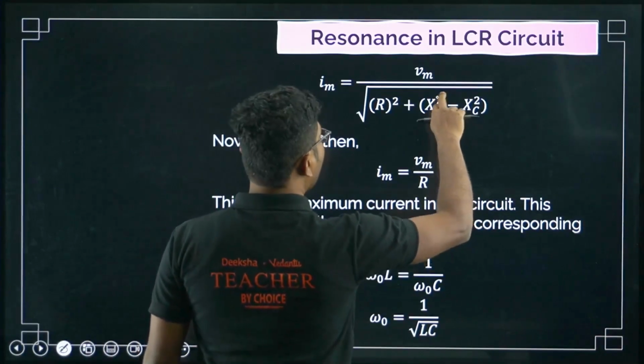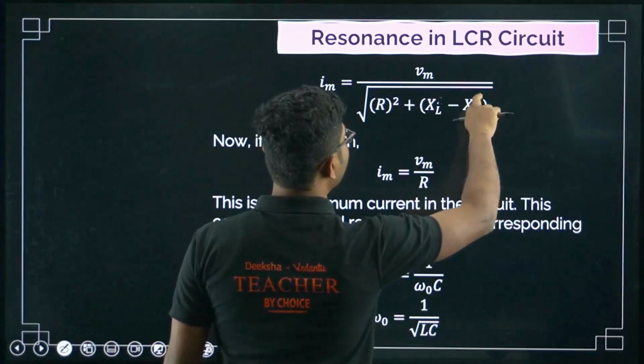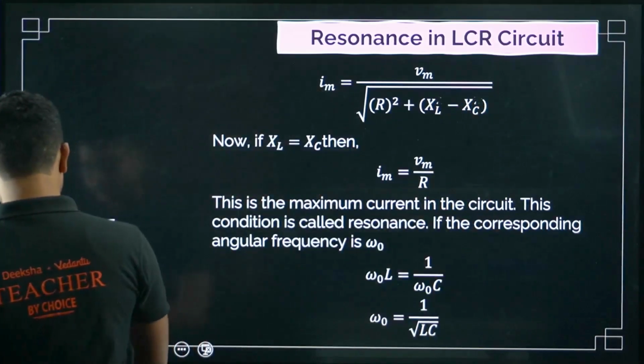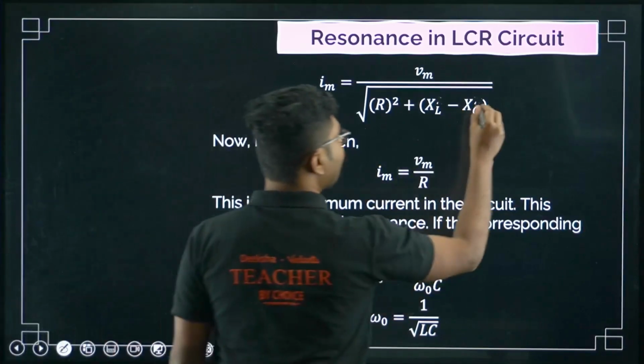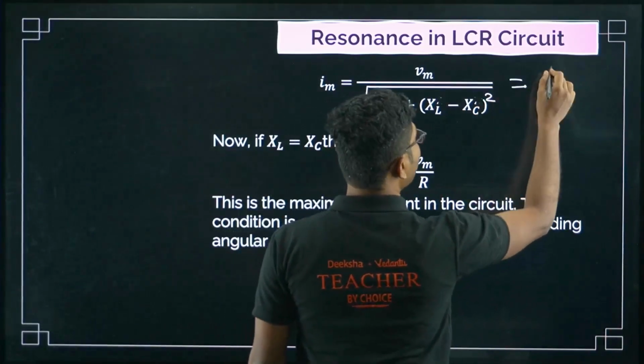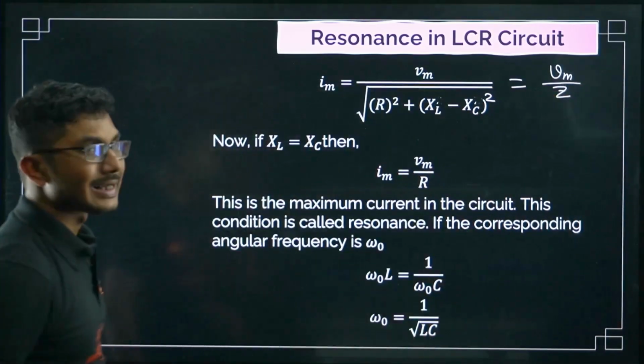So the maximum current I_m is given by V_m divided by the square root of R squared plus (XL minus XC) squared. That is V_m by Z. Okay, that is how you can calculate the maximum current.